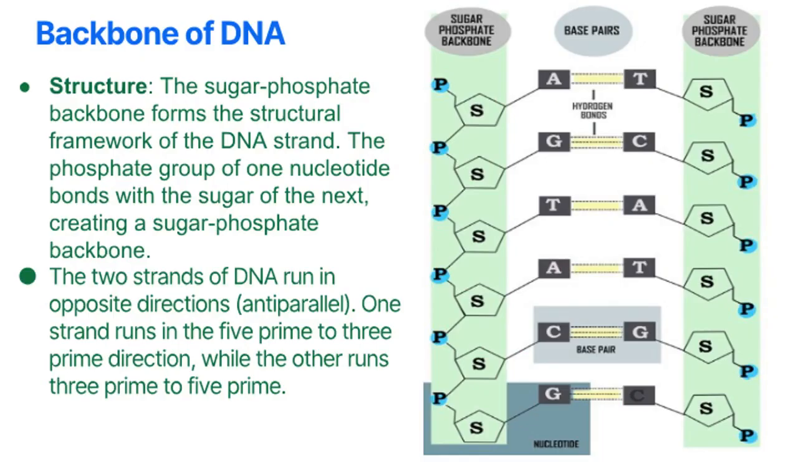The two strands of DNA run in opposite directions, a feature known as antiparallel orientation. One strand runs in the 5' to 3' direction, while the other runs in the 3' to 5' direction.